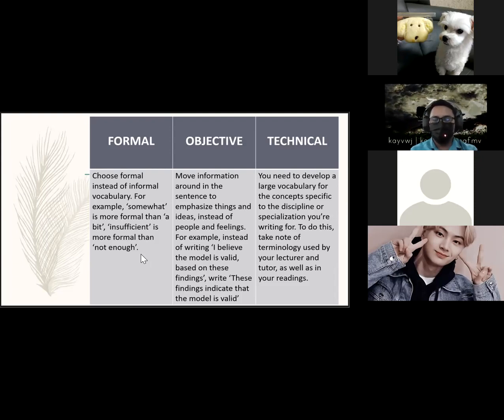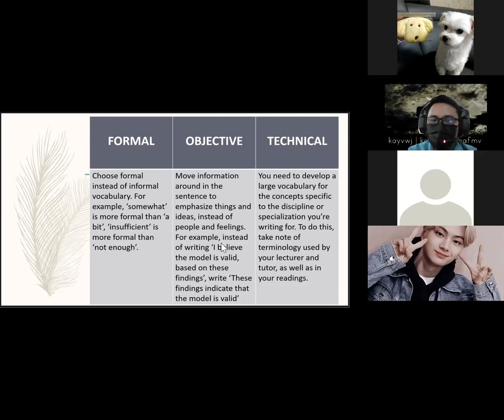Later on I will be giving you another set of terminologies and words that you should replace in order for you to make it more formal. Next, objective. Move information around in the sentence to emphasize things and ideas instead of people and feelings. For example, instead of writing, I believe the model is valid based on these findings.